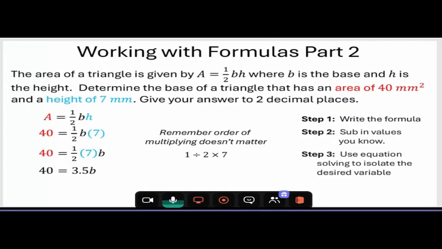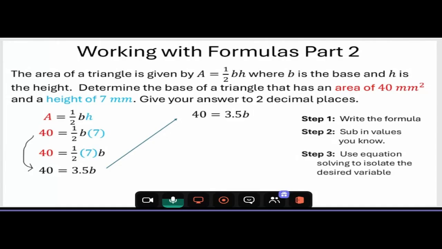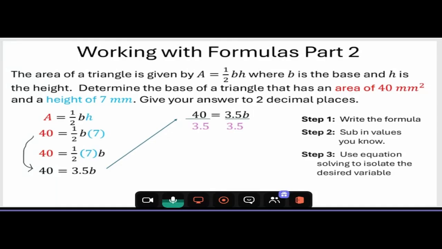I've got a b that's being multiplied by 3.5. How do I get rid of multiplied by 3.5? I do the opposite, which is dividing by 3.5. I'm going to get there eventually. There we go. And you see I mentioned that you can probably skip that step, right? You can do the 1/2 times 7 without actually writing out this whole step of work. That would be totally fine.